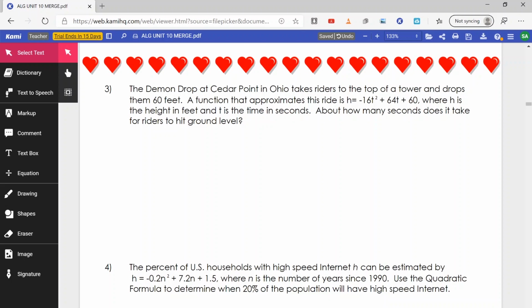Third one here, we have the Demon Drop at Cedar Point. It takes riders to the top of a tower and drops them 60 feet. The equation that we are given for the ride is h equals negative 16t squared plus 64t plus 60, where h is height and t is time. How many seconds does it take for a rider to reach ground level?